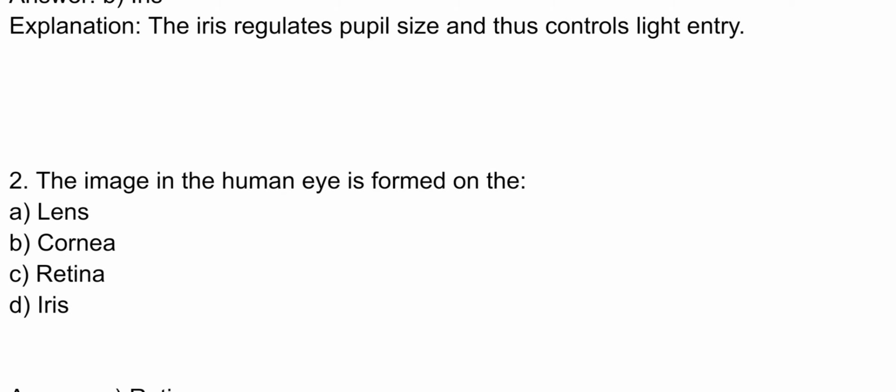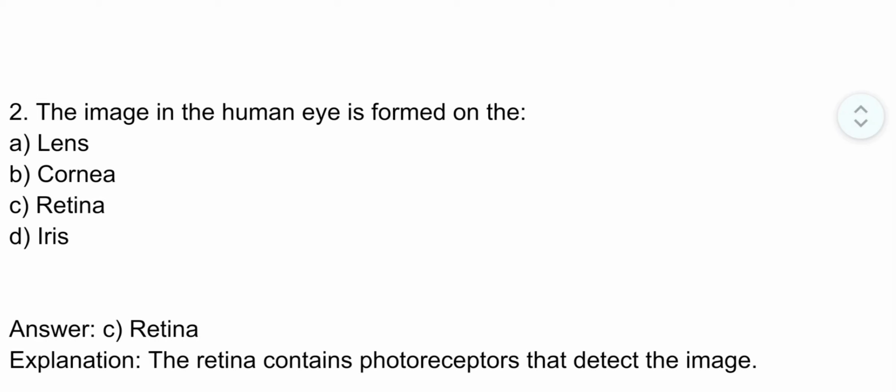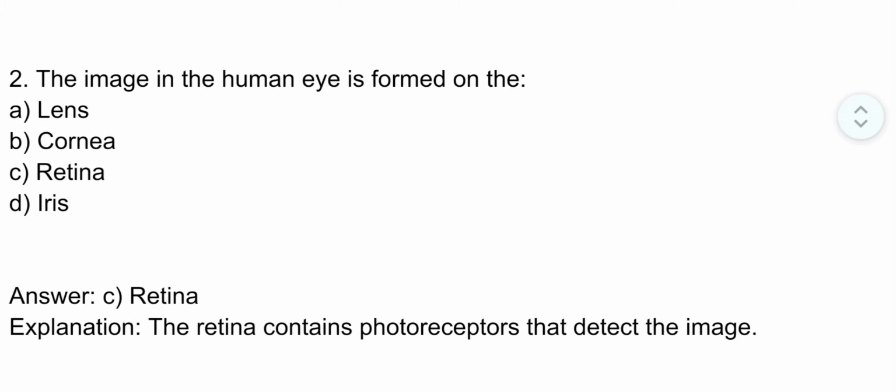Question number 2. The image in the human eye is formed on the... The correct option is option C. Retina. The retina contains photoreceptors that detect the image.